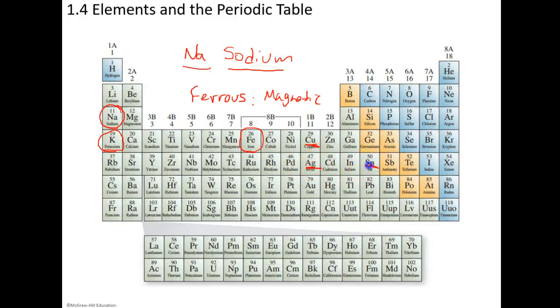Sn for tin, stannous. Don't remember where the stannous comes from. Antimony, Sb. Don't know where the Sb comes from. W, tungsten. Have no idea where that comes from. Oh, wolfram comes from wolfram, which I do not know what that means. But feel free to look these up because the history of a lot of these is interesting. Au for gold, aurium, I believe Latin for ore.